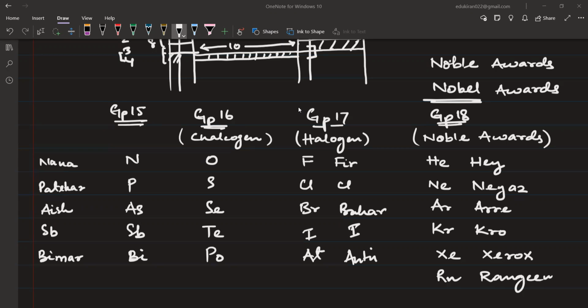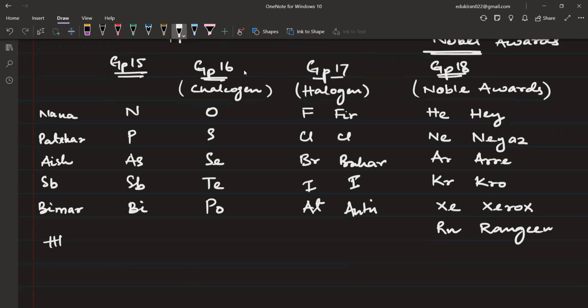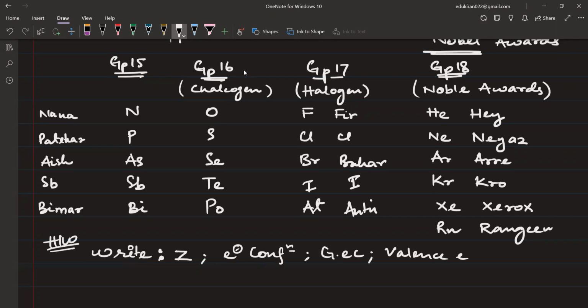So homework is that you will write the atomic number, and then you have to write the electronic configuration, and then you have to write the GEC, general electronic configuration for each group, valence electron, and valency. Okay, that's it. Is everyone done, guys?